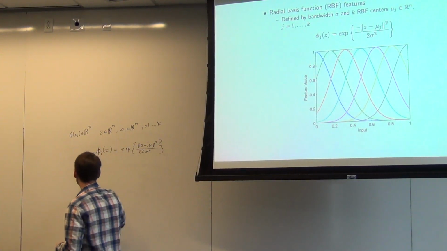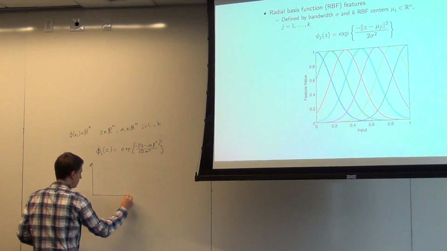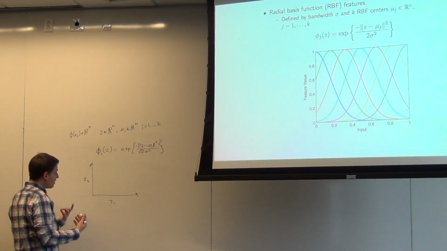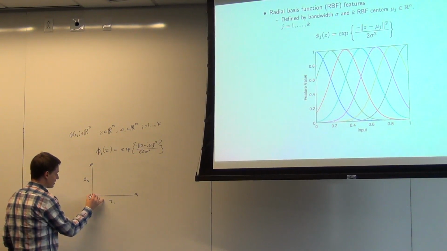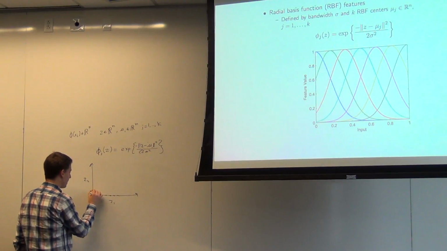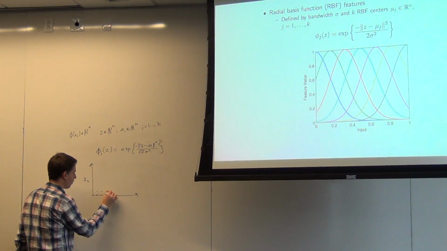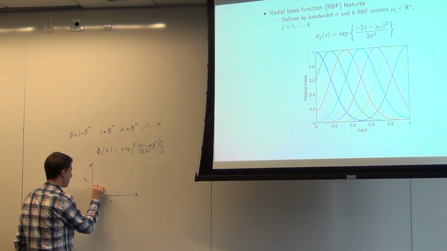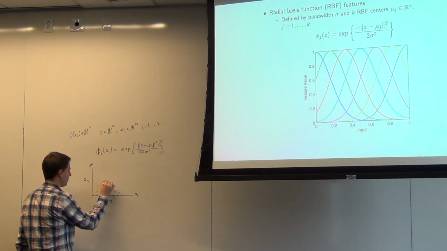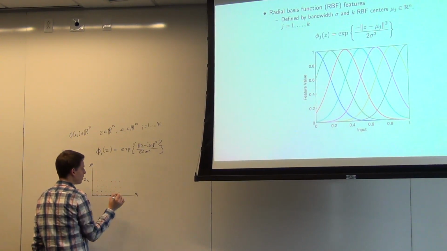If I have two-dimensional inputs, so say I have Z1 and Z2 here, then to get a uniform grid, we actually need a lot more, right? Because then I need to pick an even grid in this dimension and an even grid in that dimension, and you want to come up with all possible combinations of these things. And so as you can imagine, the number of things here is going to grow very quickly with the dimension.